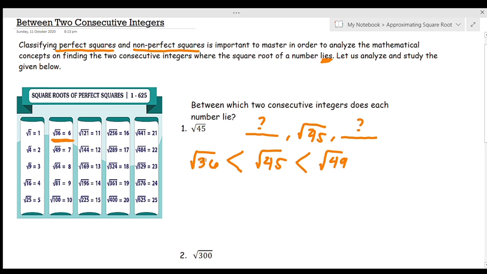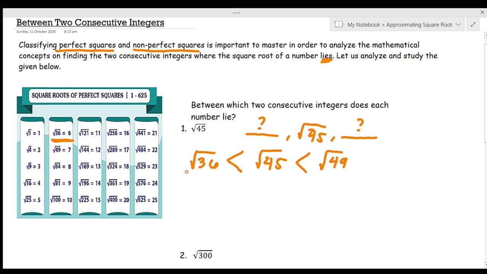This expression is read as the square root of 45 is in between the square root of 36 and the square root of 49. And after that, kailangan natin i-extract yung square root of 36 and square root of 49 para malaman natin kung saan ba talaga malo-locate yung square root of 45.